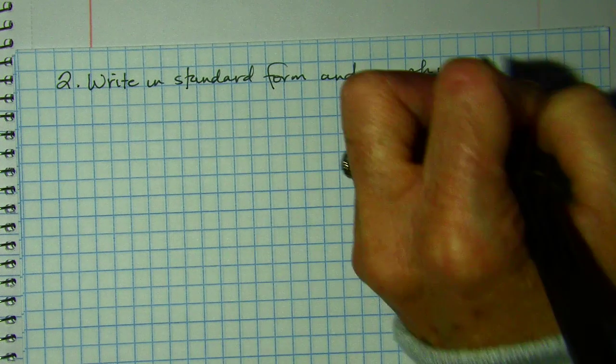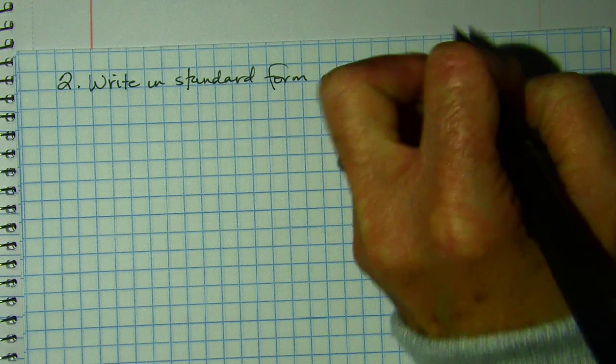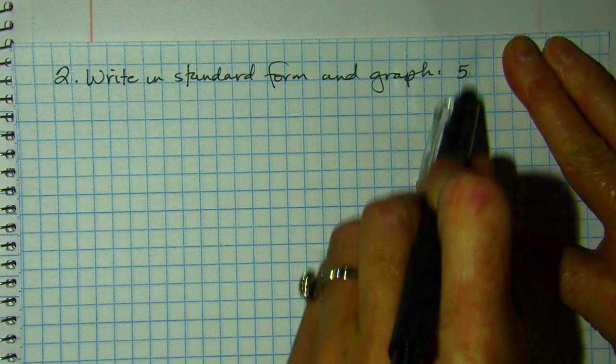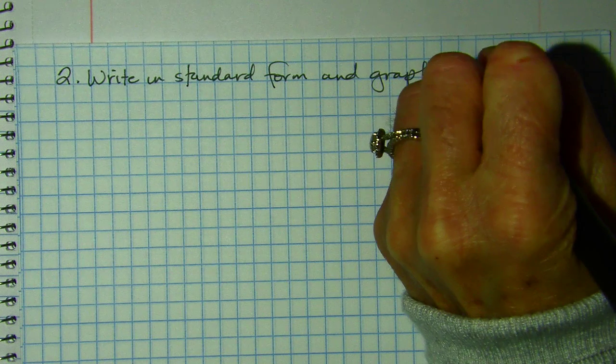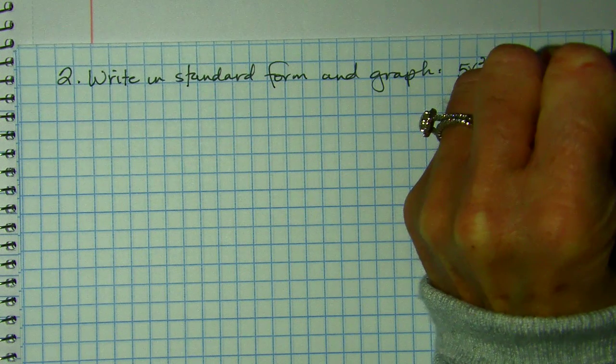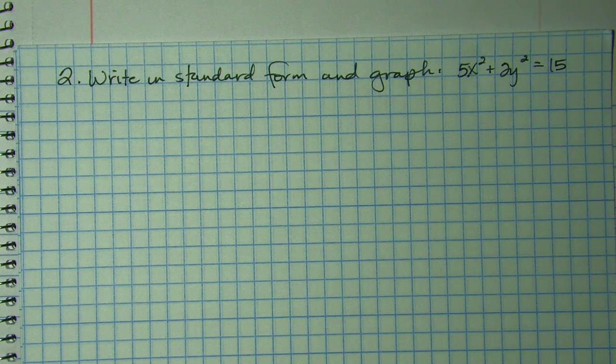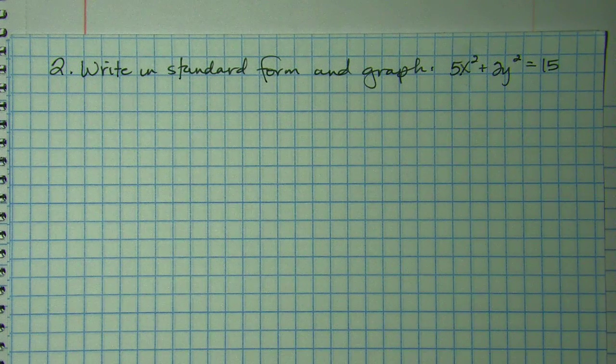And my equation is 5x squared plus 2y squared equals 15. All right, so here is our ellipse.